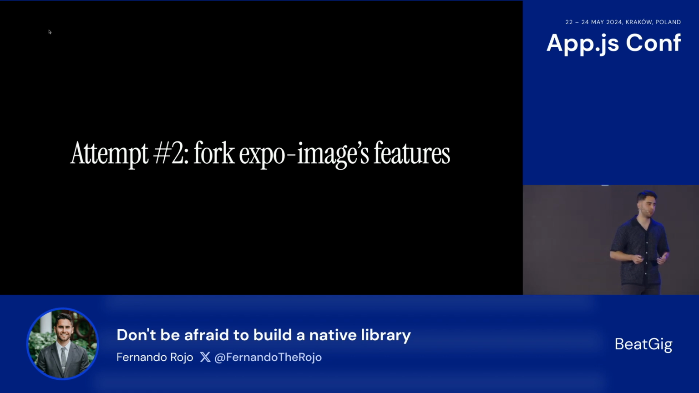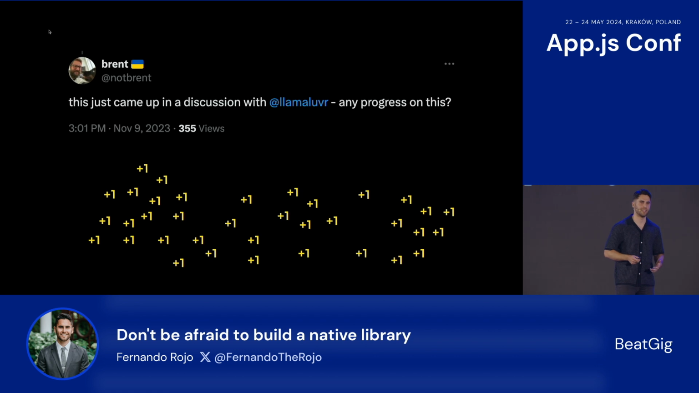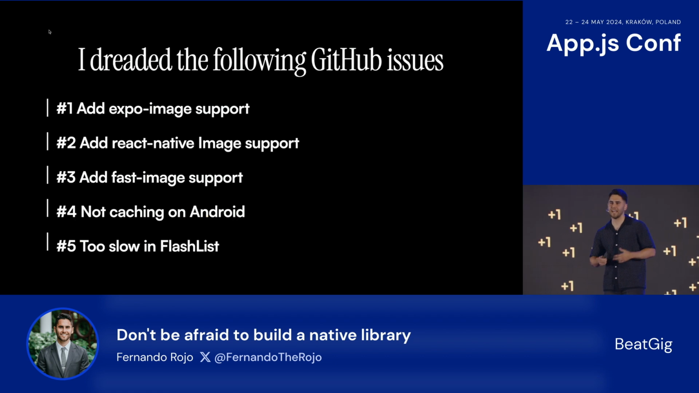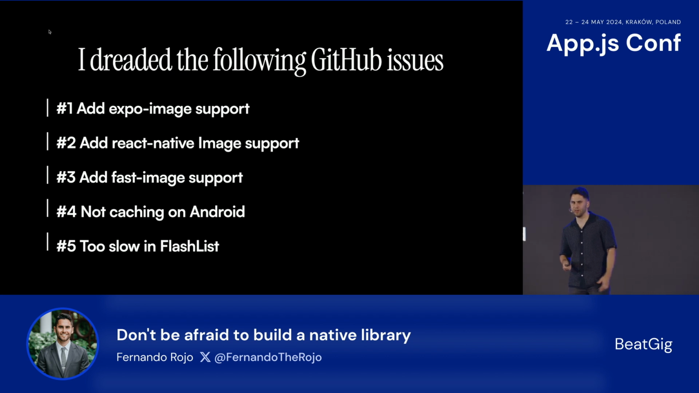So a few months ago, I did put out a preview of Galleria on Twitter, and I started getting the usual questions. When is it going to get released? Is it open source? What's the holdup? And unfortunately, the bummer was I was just hit with this final issue. I didn't want to put something out that was, in most ways, a downgrade. And I could already see the GitHub issues that were coming. Add Expo image support, add React Native image support, add fast image support. It's not caching on Android. It's slow on a FlashList. I dreaded every one of these.